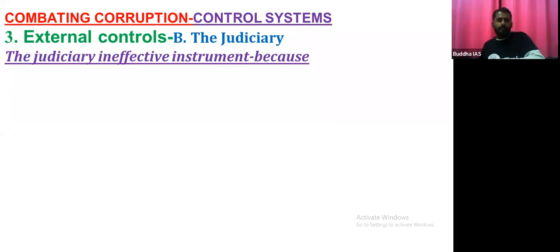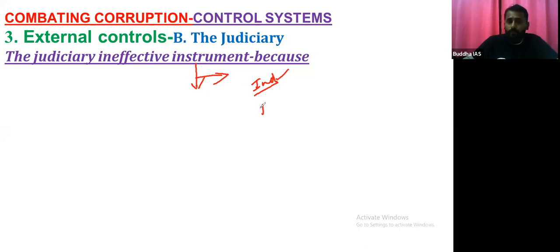Okay, good. Someone has come up with an innovative point. Good. Let us discuss the ineffectiveness. Here we are concentrating on why the judiciary is ineffective in curbing corruption. Like that is the thing. But in general, the judiciary in India is independent and it is powerful.